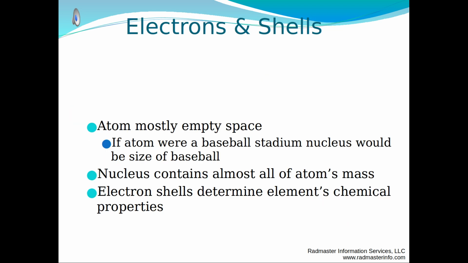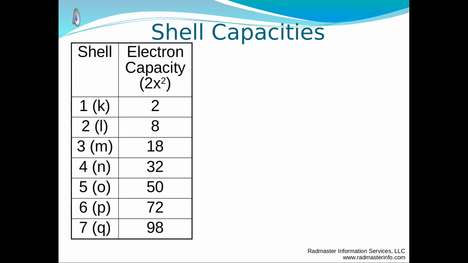Atoms are mostly empty space. If an atom were a baseball stadium, the nucleus would be the size of a baseball, even though it contains most of the mass. It is the electron shells and not the nucleus which dictate the chemical properties of an atom. Each electron shell has a designated capacity. You can't squeeze 3 electrons into the K shell.